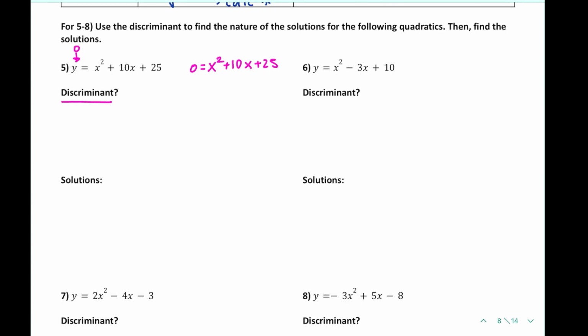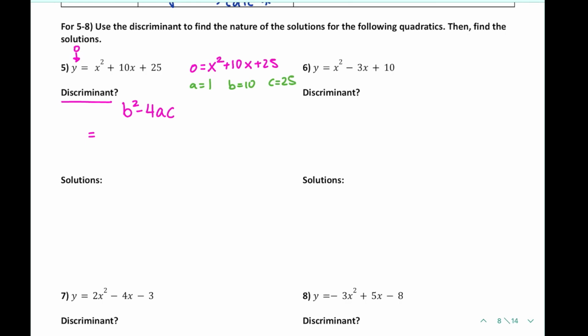Okay, so we actually can do less work than we did with the quadratic formula. We just need to find the discriminant as the first thing here. So again, remember the discriminant is equal to b squared minus 4ac. We don't need parentheses there. So we do need to know our a value, which is 1, our b value is 10, and our c value is 25. So now that we have those values, we can go ahead and find the discriminant.